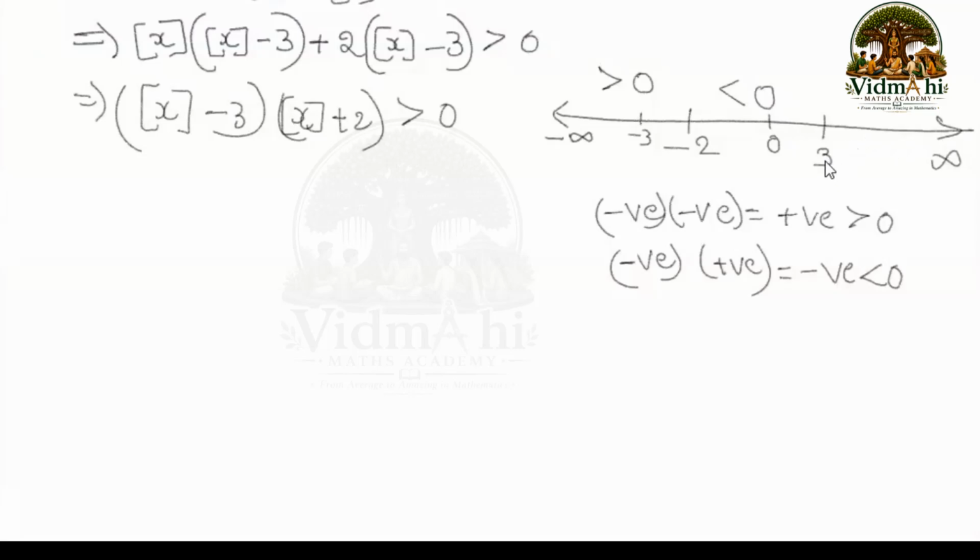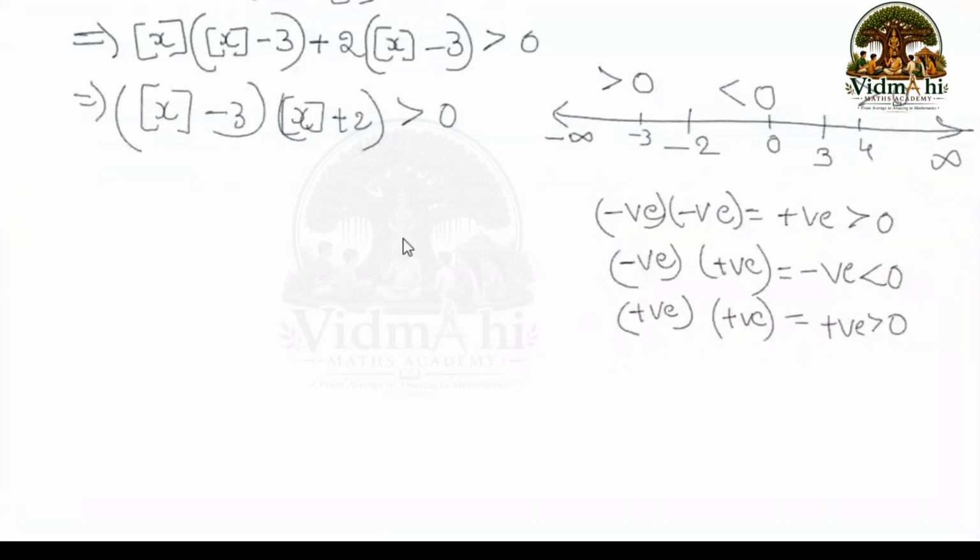And now 3 to infinity, consider any one value. For example, 4. So substitute here 4. Greatest integer of 4 is 4. 4 minus 3 is positive. Greatest integer of 4 is 4. 4 plus 2 is positive. Positive into positive is positive, that is greater than 0. So in this interval, the function is greater than 0.